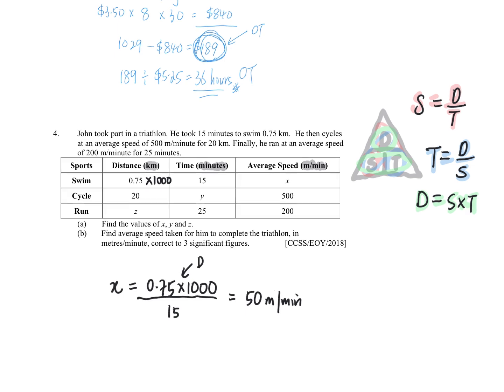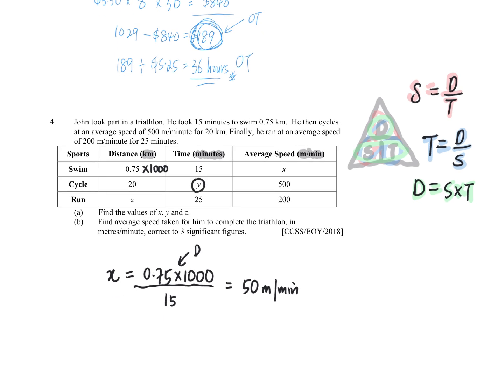Okay? How to find Y? I want to find time. So time is distance, also must times this, divide by speed. So you get 40 minutes. Okay, so remember you must convert to meters by multiplying by 1,000.